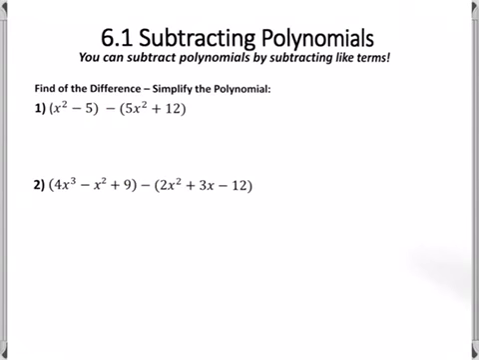This time we're going to look at finding the difference between two polynomials, or subtracting. In these problems, the parentheses do matter for the second set, or the second polynomial. As you can see in the first example, we've got x squared minus 5 minus the binomial 5x squared plus 12. We can't just get rid of the parentheses here. We actually have to distribute this subtraction symbol throughout, or this negative throughout.